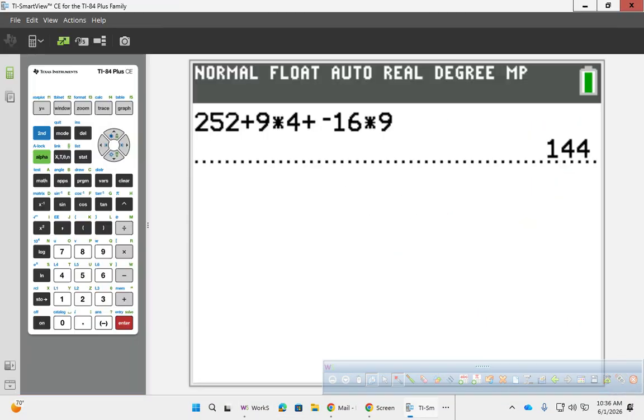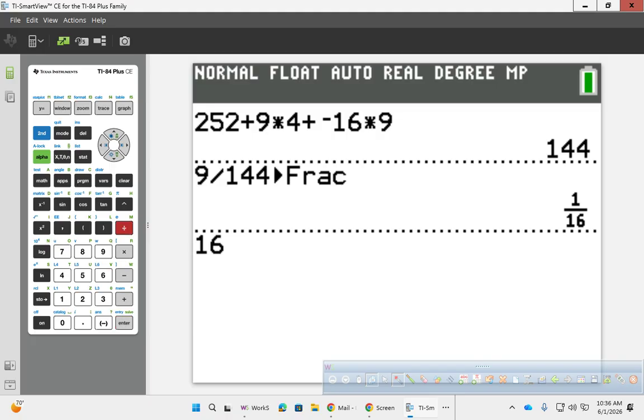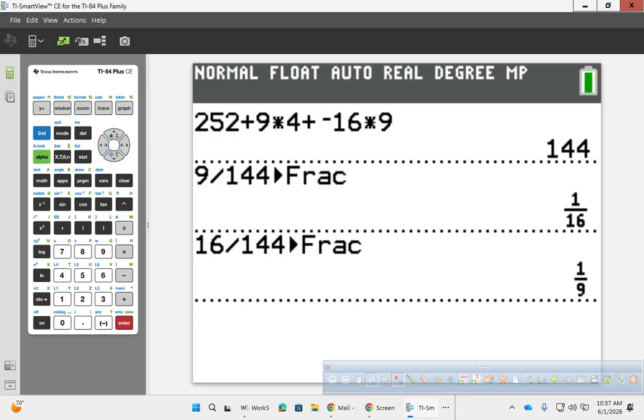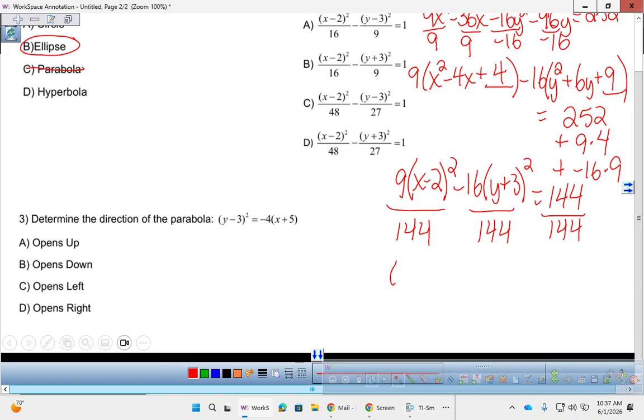And what I'm doing is checking this fraction. So it's 9 over 144 and 16 over 144. I'm reducing the coefficients. So this is x minus 2 squared over, 9 over 144 was 1/16. Y plus 3 squared over 16 over 144 was 1/9 equals 1.